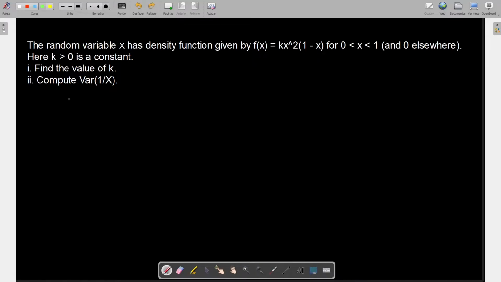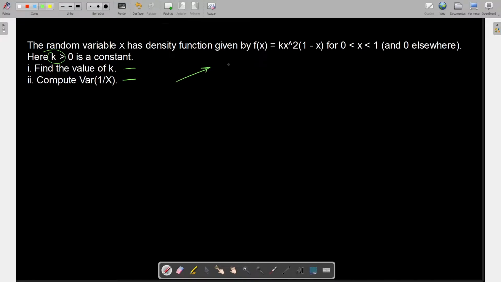What's up, guys? In this problem we are asked to find the value of k and the variance of 1 over x. In problems like these, you usually start by finding the value of k. And before we start getting into the math, we need to first know if we are dealing with a probability mass function or a probability density function.